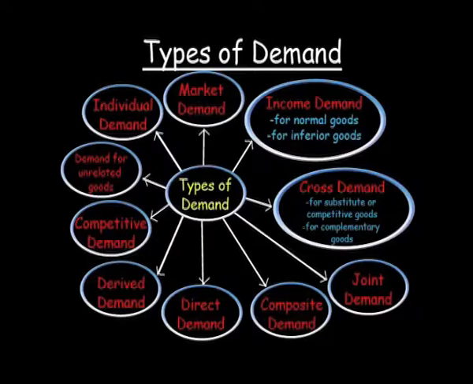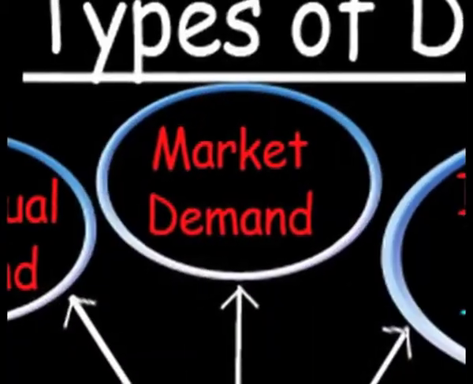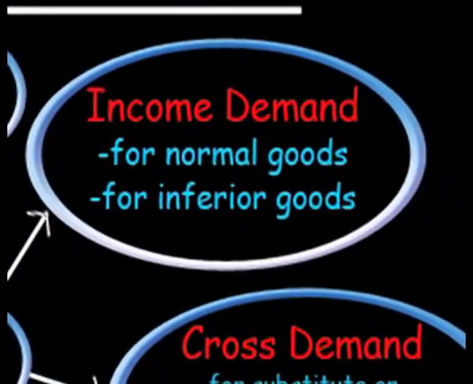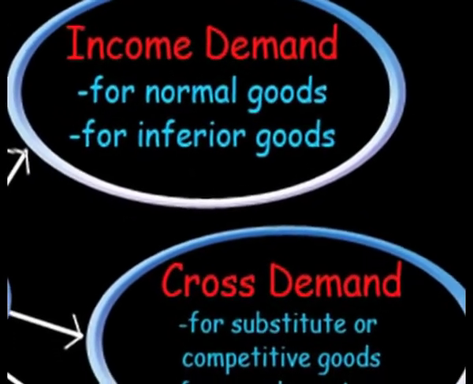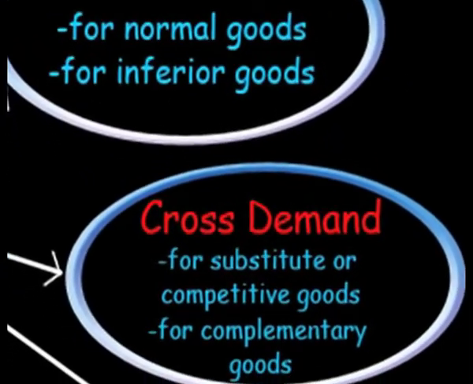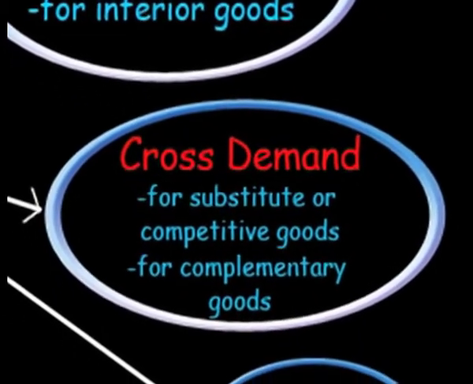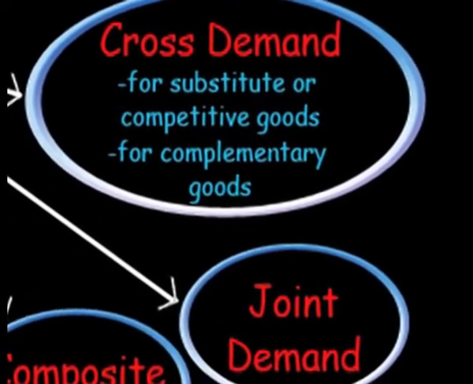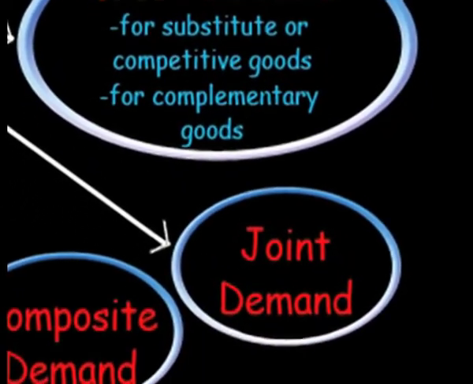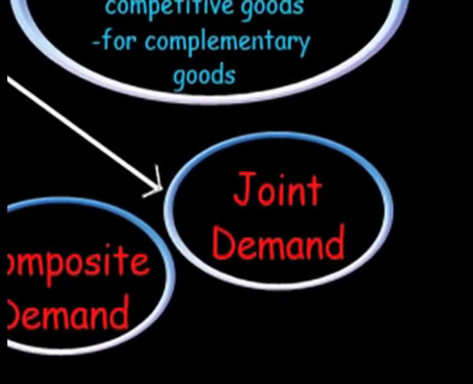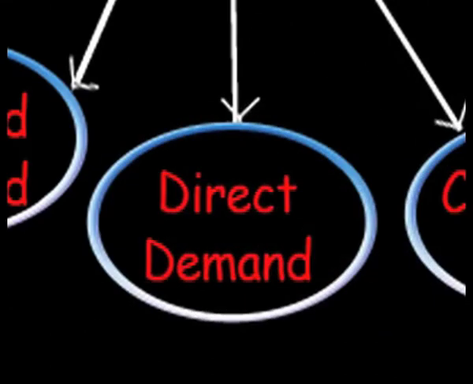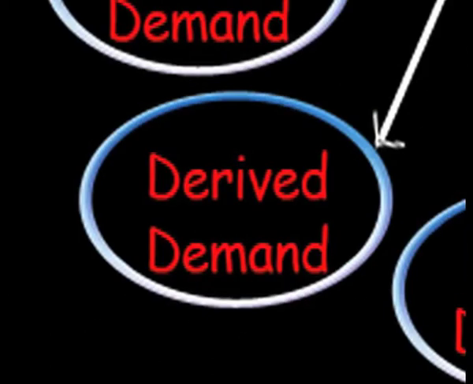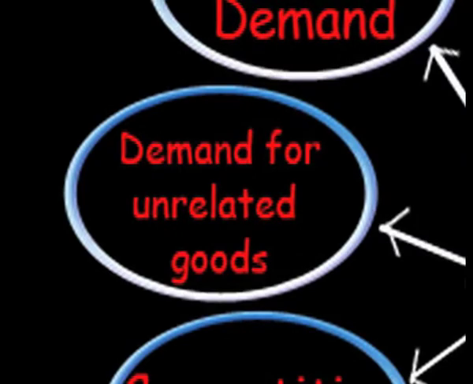demands are of different types. Let's talk about the different types of demand. There are 10 different types of demand. These are individual demand, market demand, income demand. Income demand is again divided into income demand for normal goods and income demand for inferior goods. Next is cross demand. Cross demand is divided into cross demand for substitute or competitive goods and cross demand for complementary goods. Next demand is joint demand, composite demand, direct demand, derived demand, competitive demand, and demand for unrelated goods.